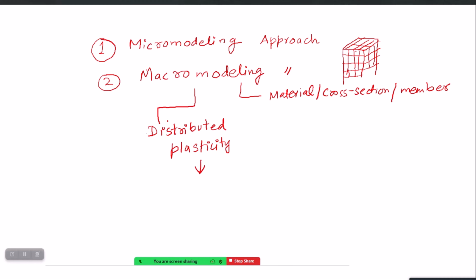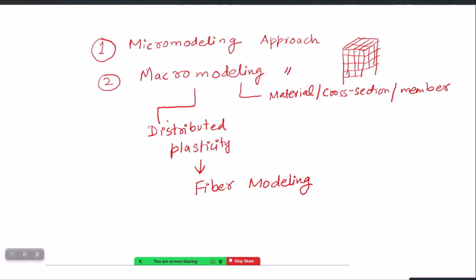For example, a very famous approach is called fiber modeling approach, in which you actually use the inelastic material or nonlinear material along the length of a particular element, or maybe full length also. So you distribute that action along the length of the member.